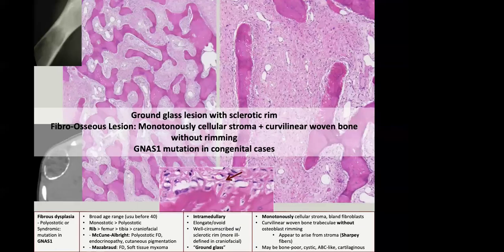Other fibro-osseous lesion, fibrous dysplasia: ground glass with sclerotic rim, classic appearance on radiology, monotonously cellular stroma, monotonous curvilinear strands of woven bone without osteoblast rimming, with nice Sharpey fibers that imply that these ossify right out of the stroma. GNAS1 mutation may be present, and syndromes are listed down here.